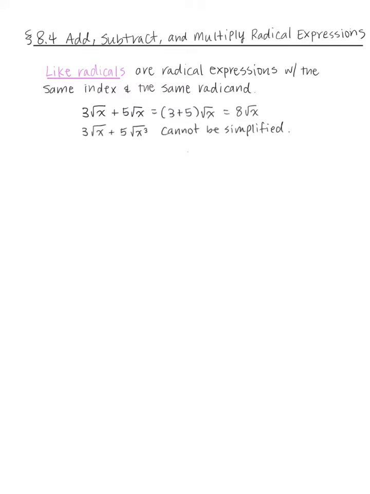Now let's take a look at something like 3 times square root of x plus 5 times cube root of x. This expression also cannot be simplified because the roots are different. The first one is a square root, and the second one is a cube root. So again, this cannot be simplified.